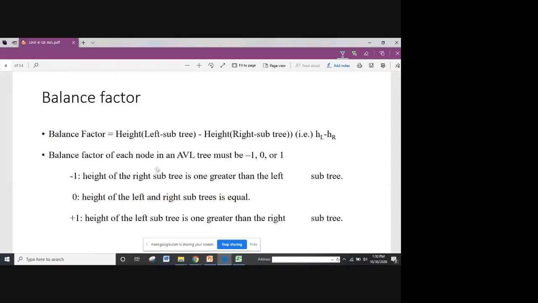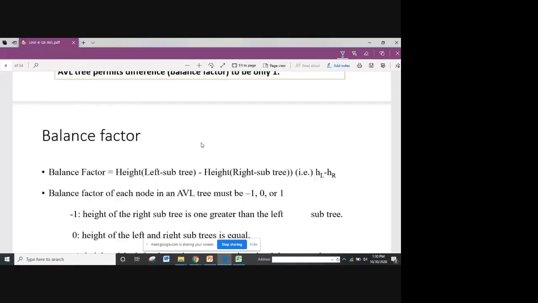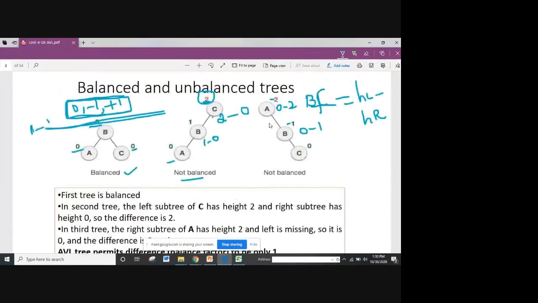So now, ma'am, in the rightmost one, the A, B, C is there. If only two are there, A and B, then it will be balanced, right? Yes, if A, B is there, it will be balanced. This will be minus 1. This will be 0. So it is a balanced tree. Understood? If A, B are only there, it is a balanced tree.